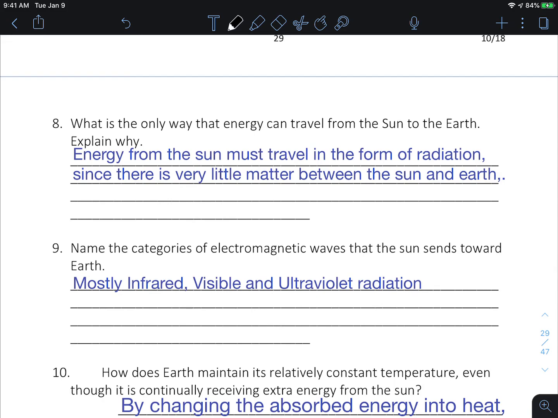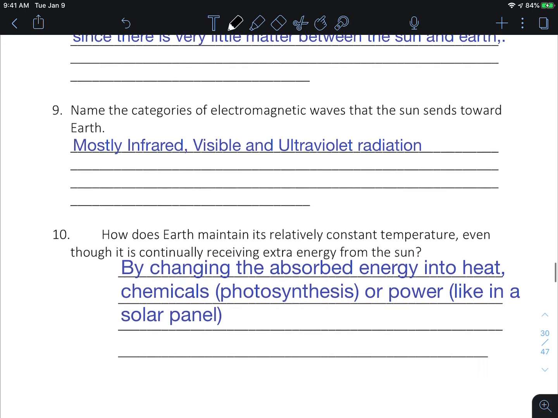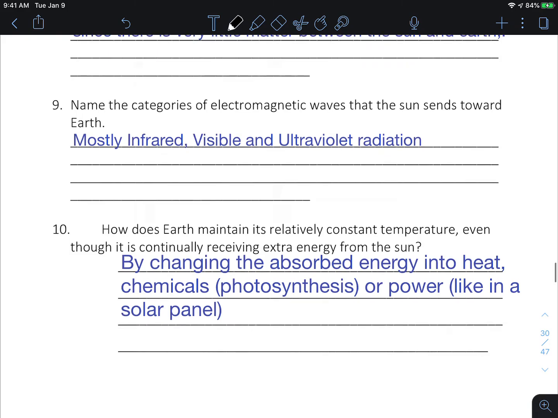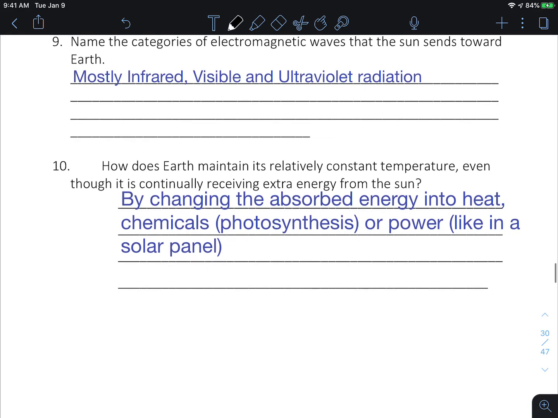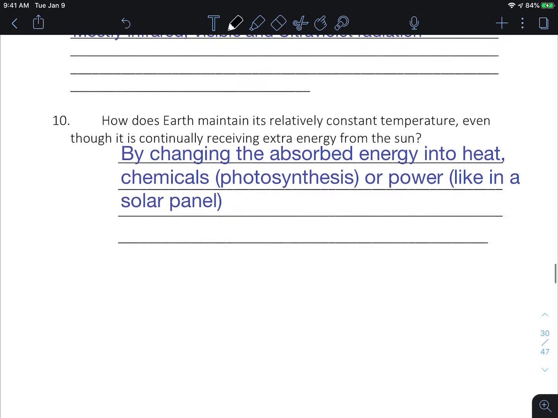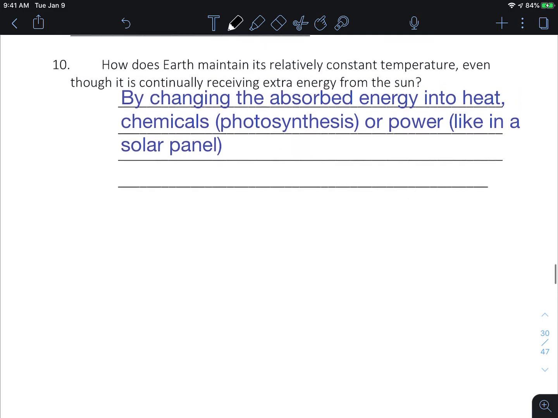What is the only way for the energy to travel from the sun to the earth? Well, the energy can only travel by radiation, since there's very little matter between the sun and the earth. Name the categories of electromagnetic rays. We said infrared, visible, ultraviolet. How does the earth maintain a relatively constant temperature? We just said it changes the absorbed energy into heat. It also changes it into photosynthesis or chemicals, and it can even turn it into power, like in a solar panel, which converts that energy into some sort of power source or other types of energy, like a battery.